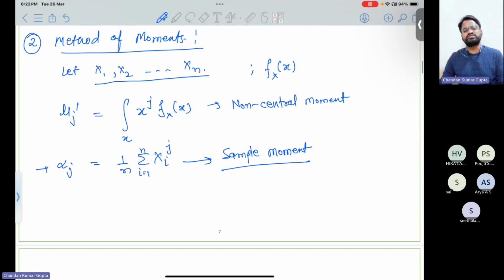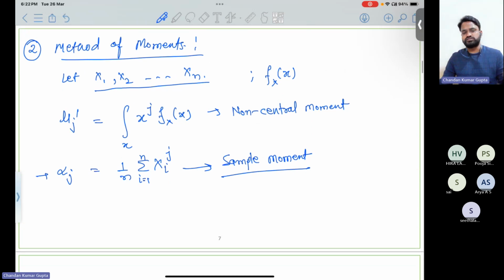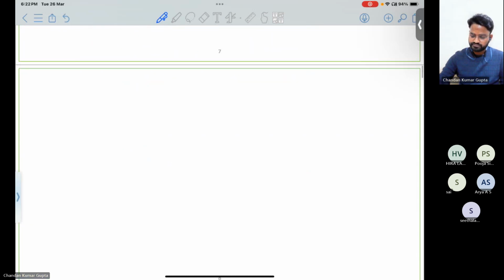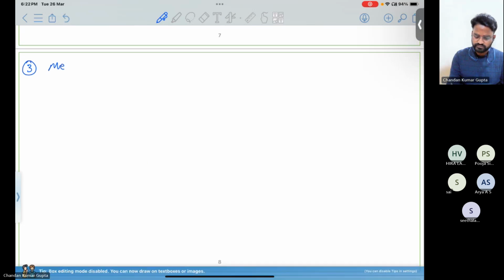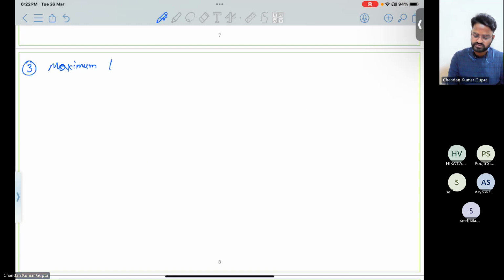The third is maximum likelihood estimates. There are some properties actually. Sir has already discussed those things, so I'm not going to discuss them. I'm just trying to go to the numericals.